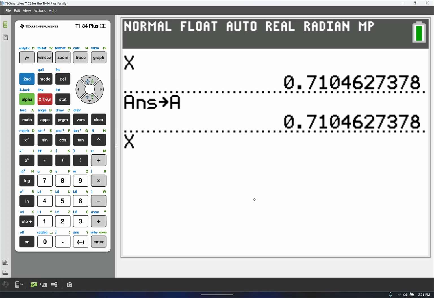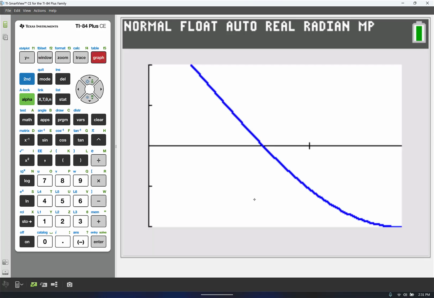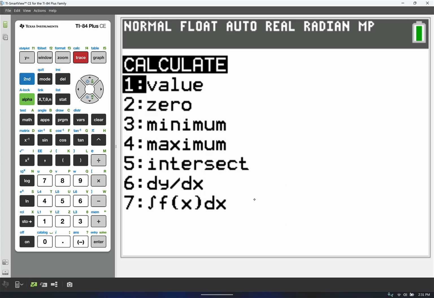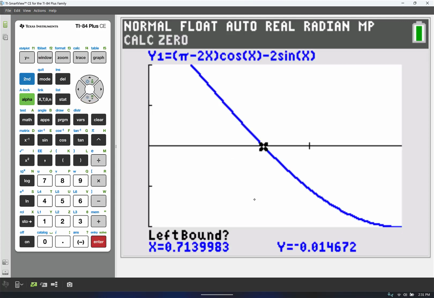Oh, okay. Let's start again. I got it like this. When you have to do this first, if you don't do this first, it won't store it. So when I go here, second, calculate, I push the number 2, and it says left bound. You go to the left. Right bound, I go to the right. Guess? No, I don't want to guess. There's only one. And there it is. See how it says at the bottom X is something and Y is something? So now those numbers are stored temporarily in the registers for X and Y, the way the memory works in the calculator. So now if I go to the home screen, second quit.